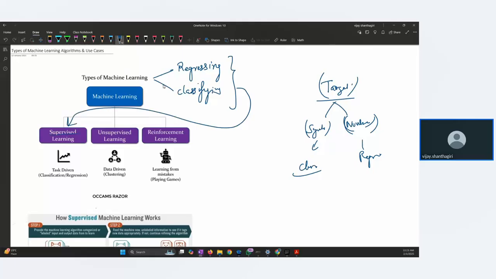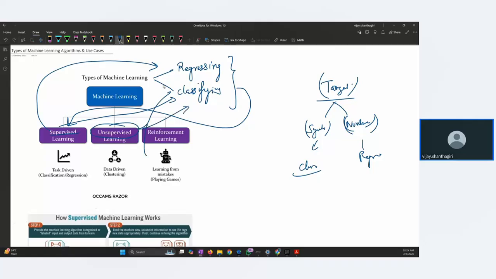You can supervise a machine learning algorithm to do regression or to do classification. You can have unsupervised machine learning, but you can't do regression there. You can only classify. Okay.